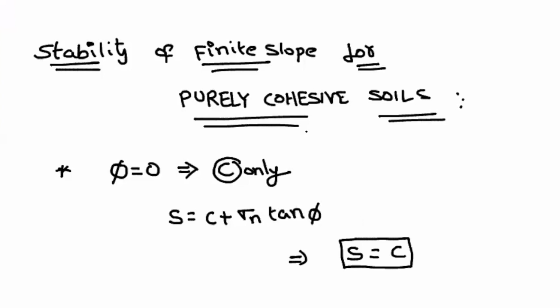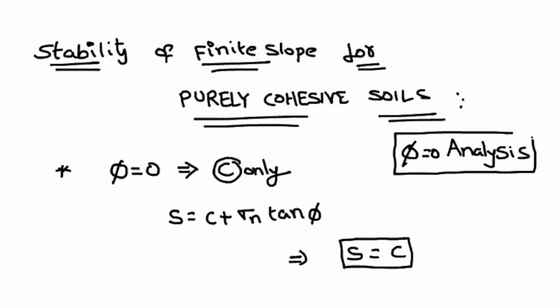As it is for purely cohesive soils, we also call it a phi equal to 0 analysis, isn't it? That's what we call the purely cohesive soil. Why? Phi equal to 0. So either you can call it a purely cohesive soil, or you can call it a phi equal to 0 analysis. Before starting the analysis, let us understand some points here.